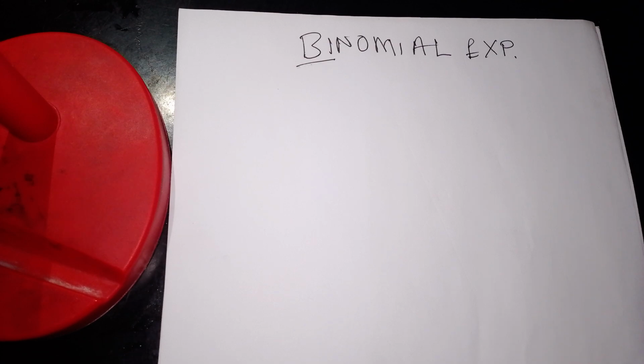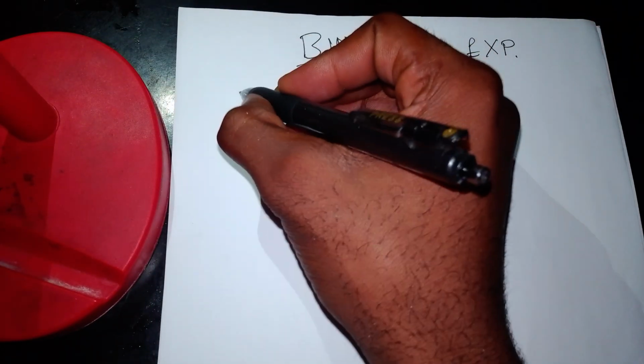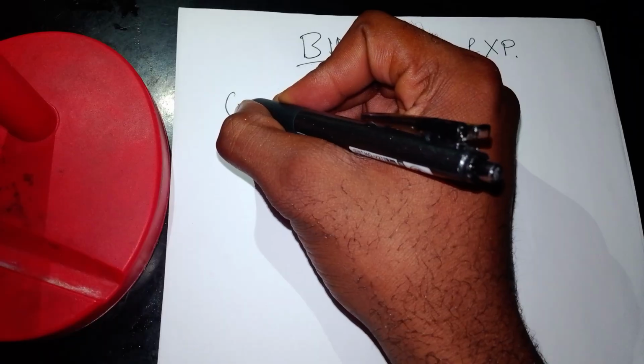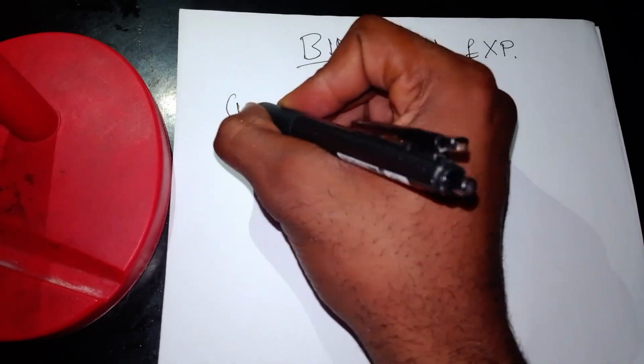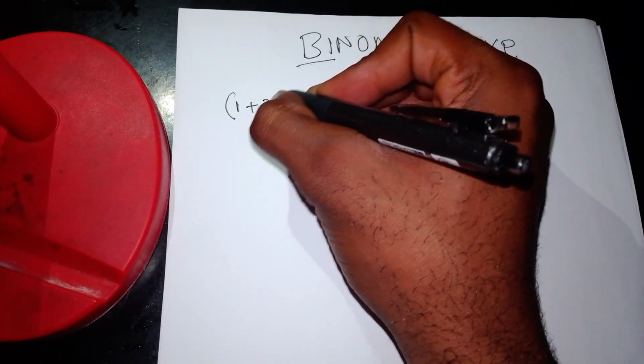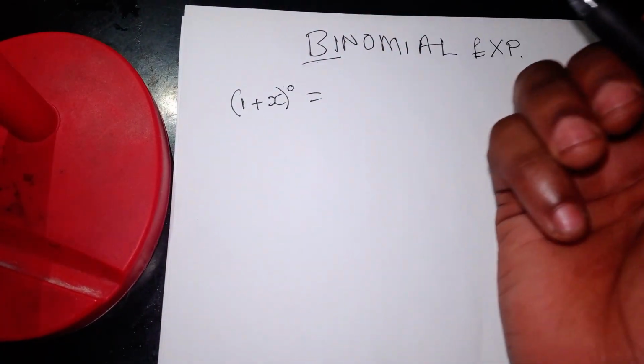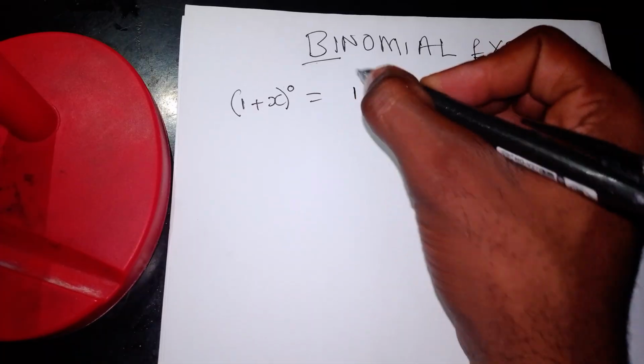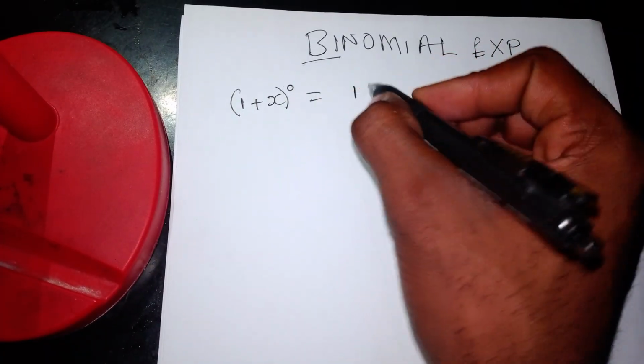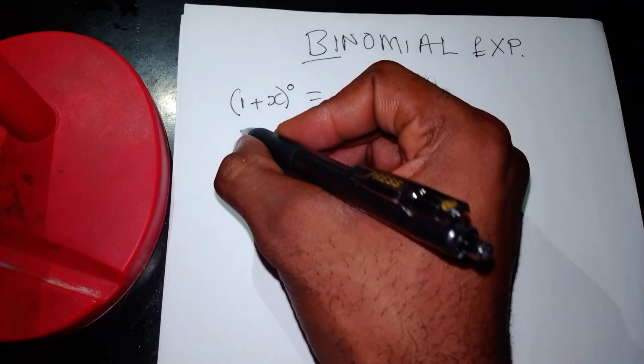expressions, such as maybe 1 plus b raised to the power 1, 2, 3, 4, 5, 6, 7, even 8. But as the power is getting bigger, it becomes a challenge. So maybe let's start with something like this. When you expand this, of course, we all know that any number raised to the power 0 is 1. So this will just be a 1.